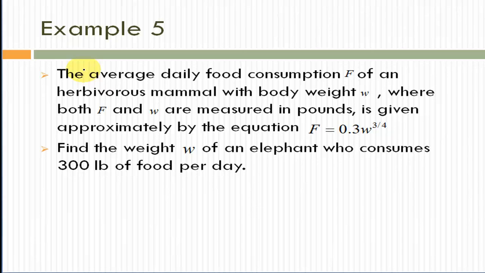Okay, example 5. The average daily food consumption F of an herbivorous mammal with body weight W, where both F and W are measured in pounds, is given approximately by the equation F equals 0.3 W raised to the power 3/4. Find the weight W of an elephant who consumes 300 pounds of food per day.